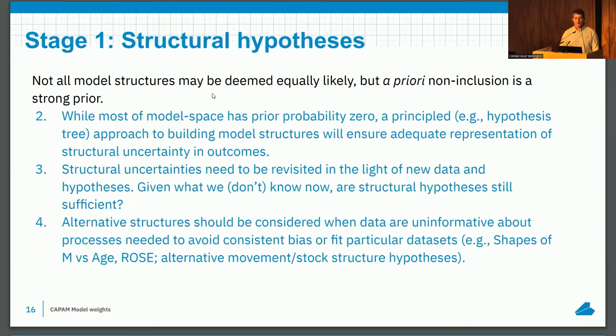I tried to come up with a few more recommendations or best practice ideas. They're obviously up for discussion, but not a priori, not all model structures may be deemed equally likely. But I think globally, non-inclusion is a pretty strong prior. So I think your model really needs to be part of the plausible model space. Practically, a lot of model space will have probability zero because we just can't explore that many models. But we should be honest about that and say there were alternative hypotheses that we probably should be exploring but I haven't had time for, and therefore our uncertainty probably underestimates the true uncertainty as well.